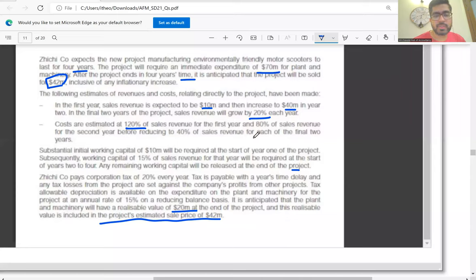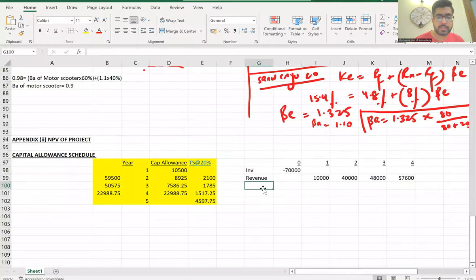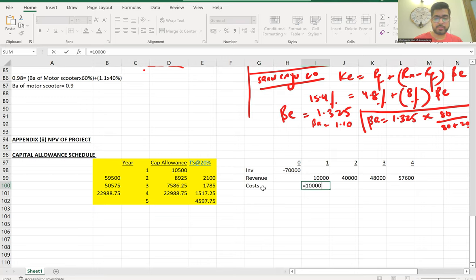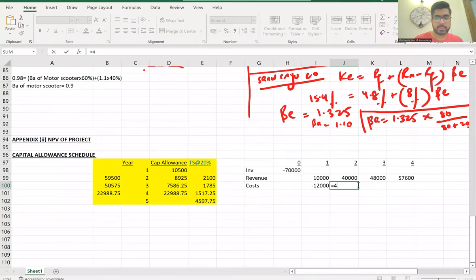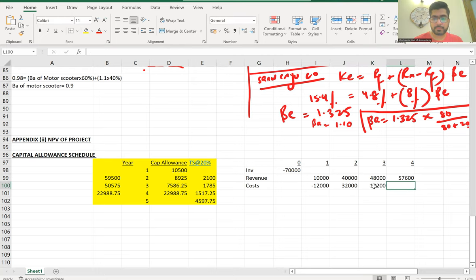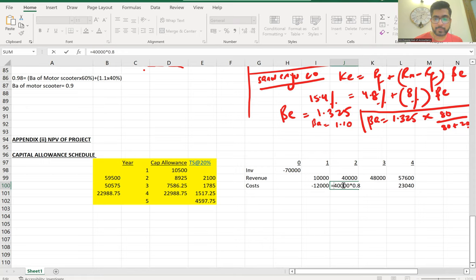It's 120% of revenue in the first year, 80% second year, 40% of revenue for each of the final 2 years. So in the first year, it's 120% of revenue. So after revenue, costs come at 120% of revenue. So 10,000 into 120%, 12,000. Cost should be treated as negative. Then 40,000 at 80% in the second year, and then 40% in the last 2 years. Costs are negative.